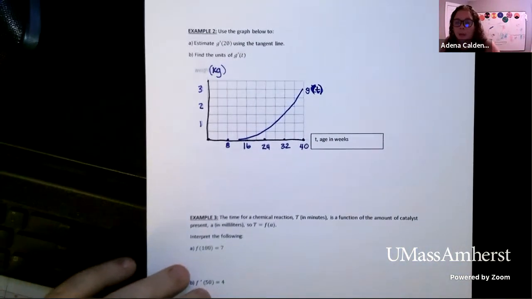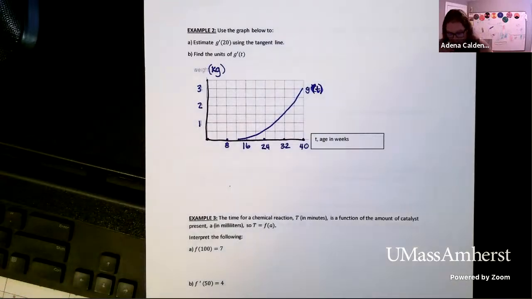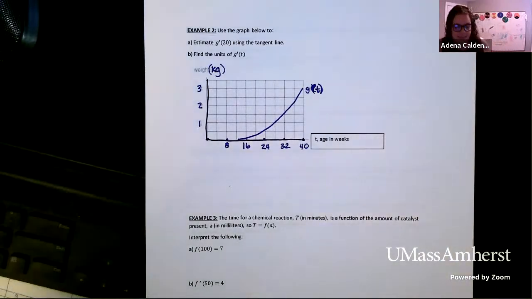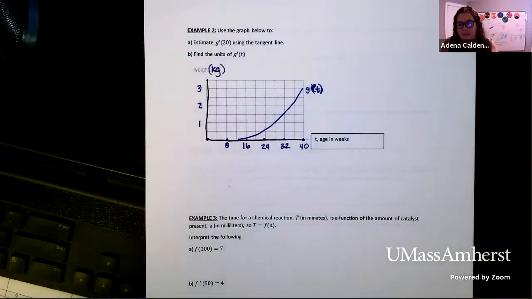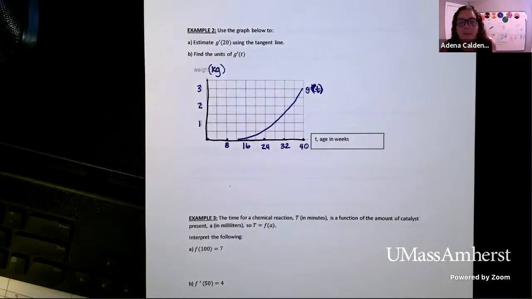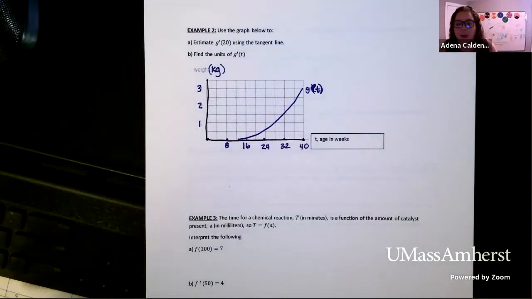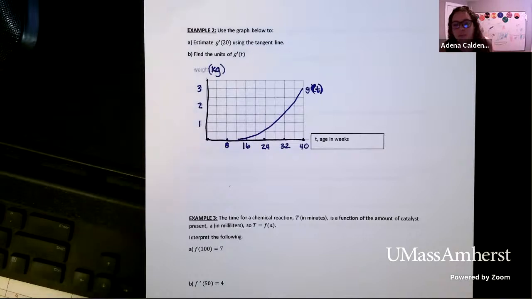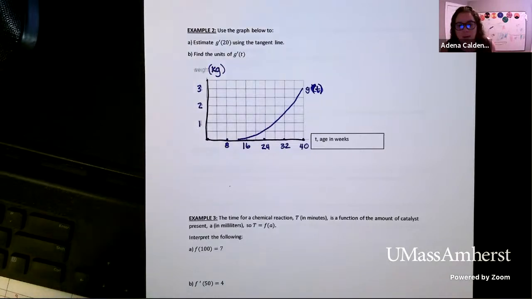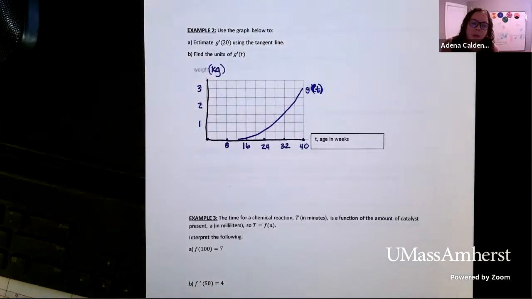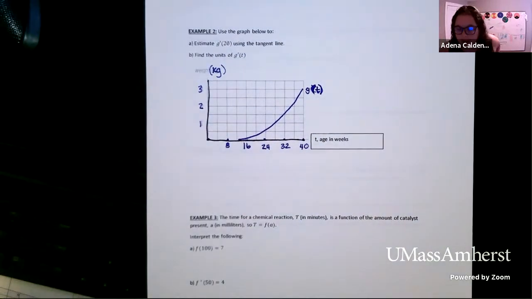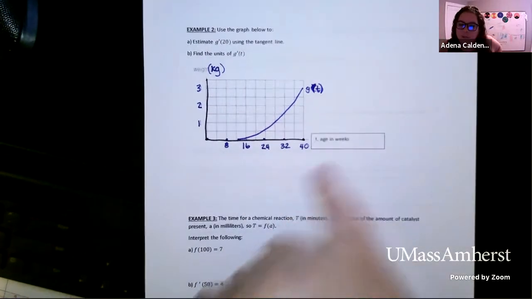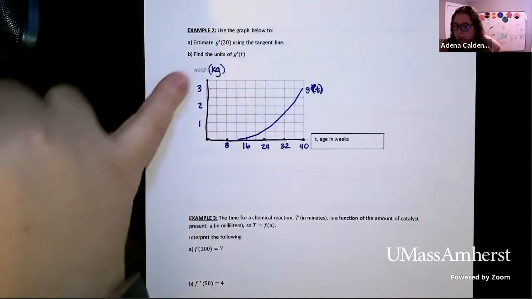Okay, so we want to use what we learned in the last class about approximating a derivative, and we want to bring in this idea of units. For this problem, we want to approximate g prime of 20. So we're interested in the slope of the tangent line when the independent variable equals 20, and we want to bring in units. Hopefully you can see this. This says kilograms, kg, and this says t, age in weeks. So we have kilograms and we have weeks.